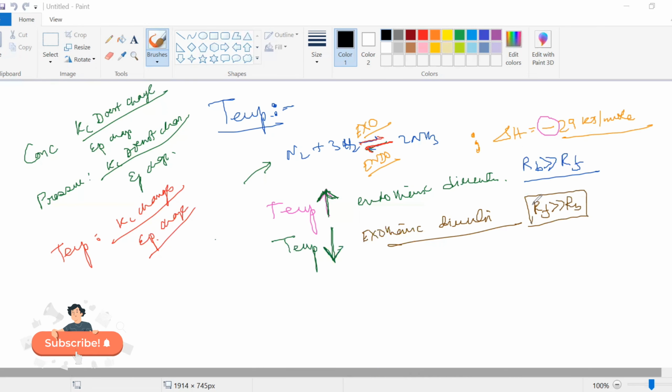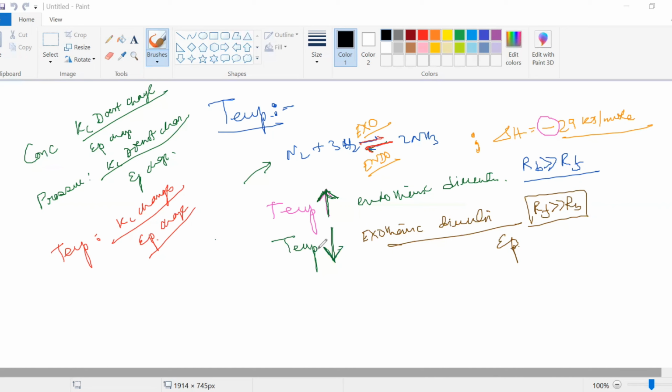So the forward rate increases more quickly than the backward rate. And what happens? The equilibrium position shifts to which direction? It will go to the right.